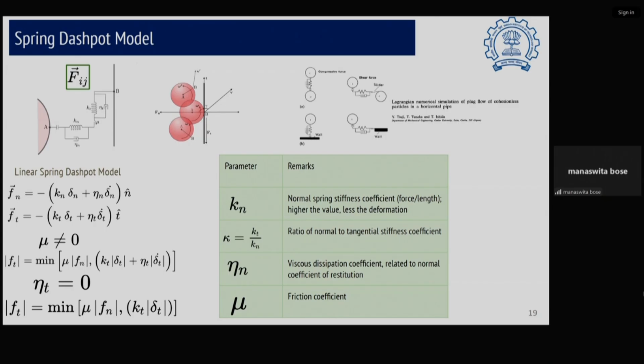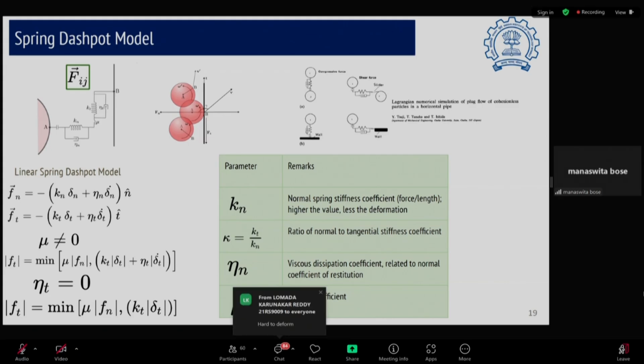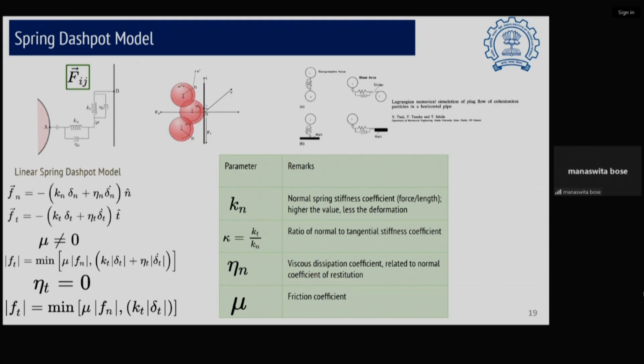If the spring stiffness constant is very high, it essentially means that particles are less deformable. If they're very, very hard particles, they are hard to deform. Yes. And what is the physical interpretation of the viscous dissipation coefficient?